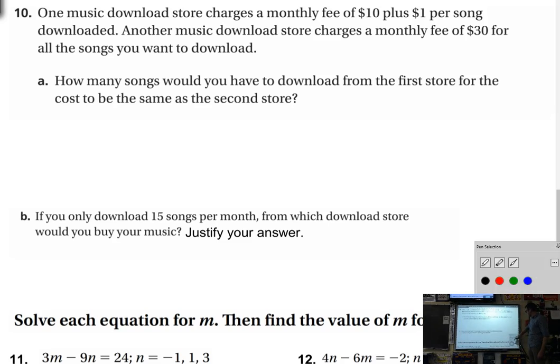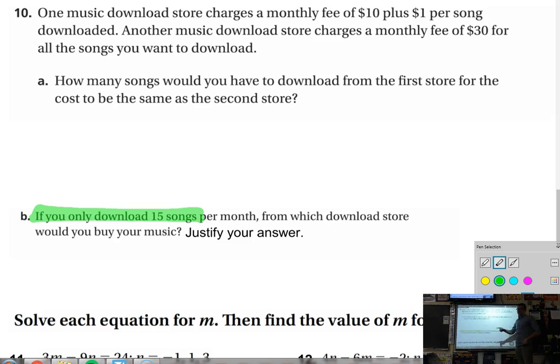So when we think about the next question asked here, if we only download 15 songs a month, well, we just saw in the problem above that 20 songs make the cost be equal. So think about if I'm paying $1 per song, if I only download 15, that's $5 that I don't need to spend. But on the second store, I'm spending that money regardless of how many songs I download. So store 1 would be the better option if you're only downloading 15 songs, or really if you're downloading 20 songs or less, you might as well go with store 1 because at 20 songs it's equal. Anything less and you're going to save money.